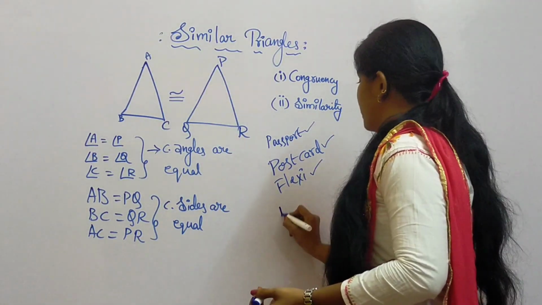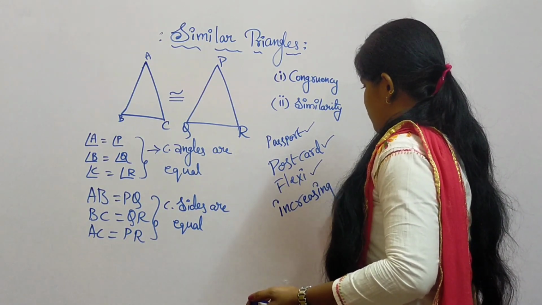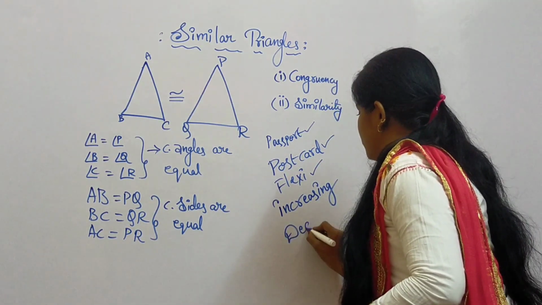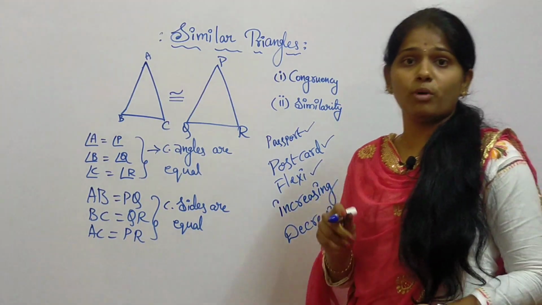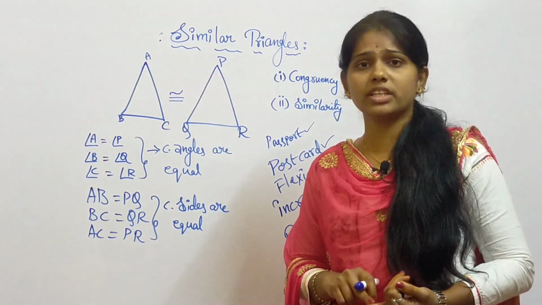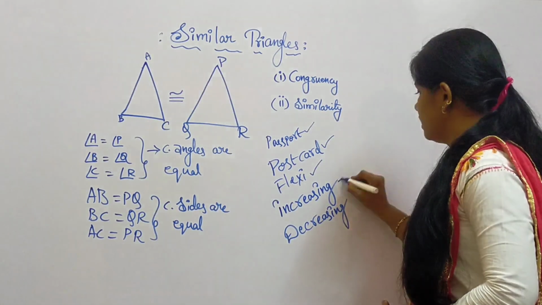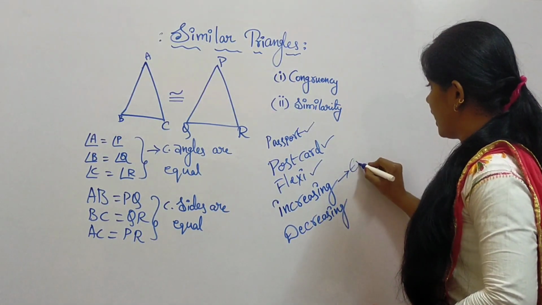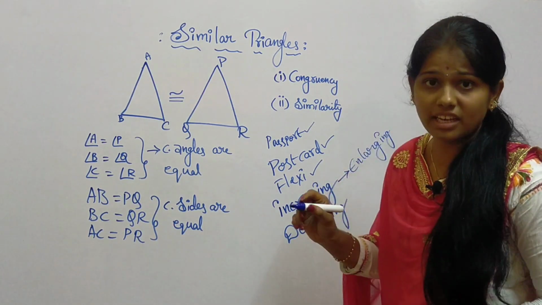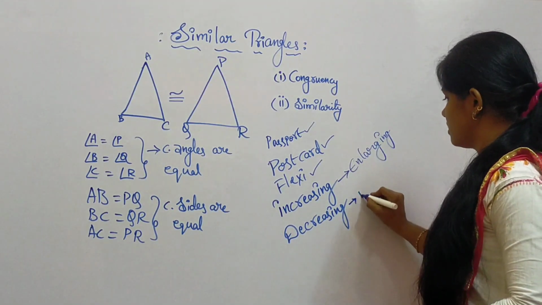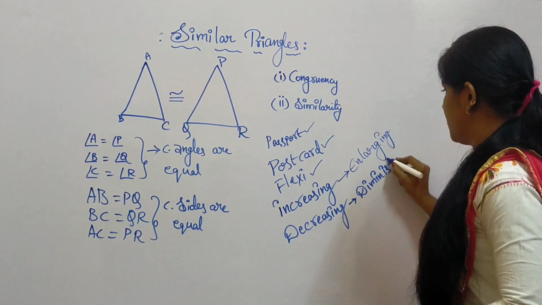There are two operations: either increasing or decreasing a photograph or any other object. Here, increasing in the sense of enlarging the photograph. Decreasing means diminishing the size of the photograph. Diminishing means reducing.